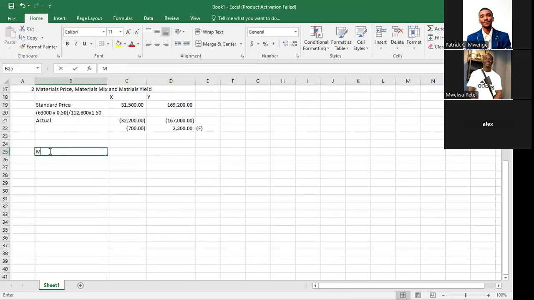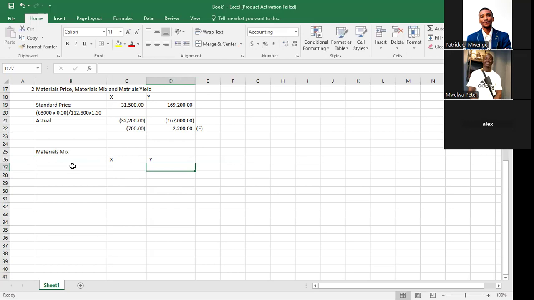Number two, materials mix. This is where the issue is. This is where the trick comes in. Remember, we've got opening inventory for raw materials, purchases of raw materials, and closing inventory. We have not been given the usage. We've only been given what we had at the beginning of the period, what we bought, and what we had at the closing of the period. So we need to find how much material was used for X and for Y. That's where the trick comes in.